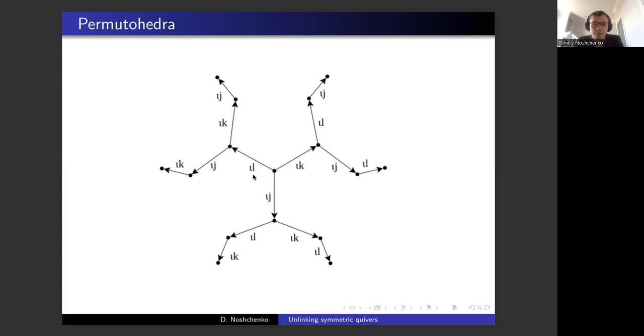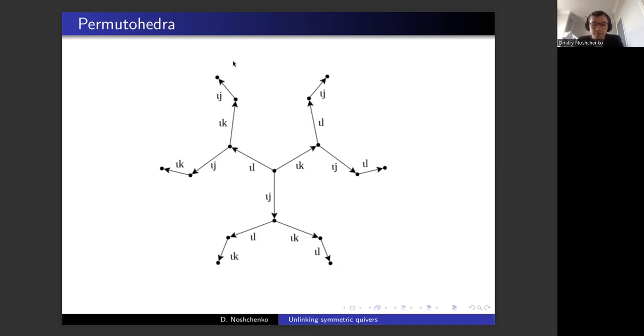And again, we have a distinguished index iota. And now we have a triple of indices j, k, and l, and we apply 3 unlinkings. And then for every path here, we just permute j, k, and l. So all such paths are just permutations. So here we have l, j, k, iota l, iota k, iota j, and so on. And now the statement is that the resulting 6 quivers would form the permutohedron pi 3.